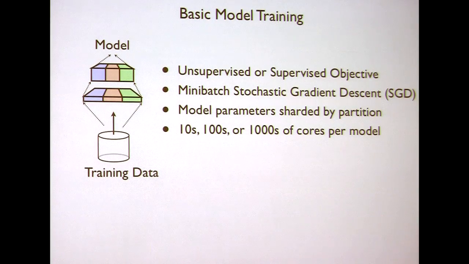The basic idea behind training is we're going to use either an unsupervised or supervised objective, and we're going to do what's called mini-batch stochastic gradient descent. So we're going to take in, order 100 images, run them through the network, compute a gradient that makes the output of the network better for those 100 examples, and then we're going to push gradients down and adjust the parameters in the model.